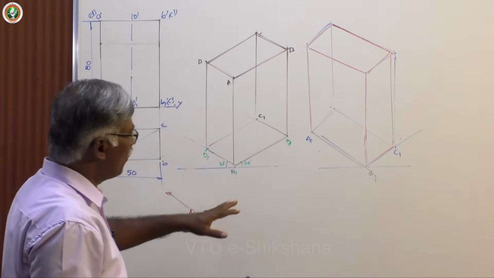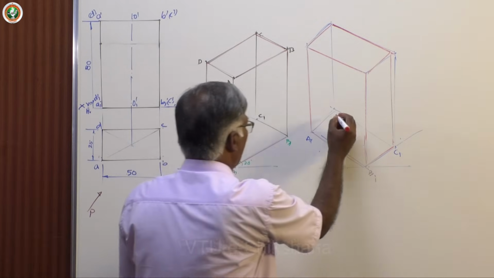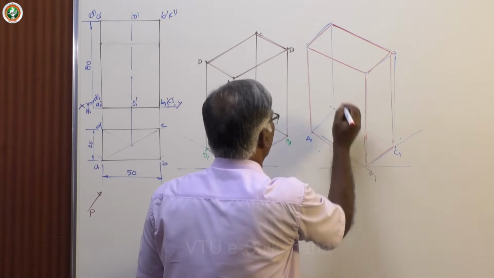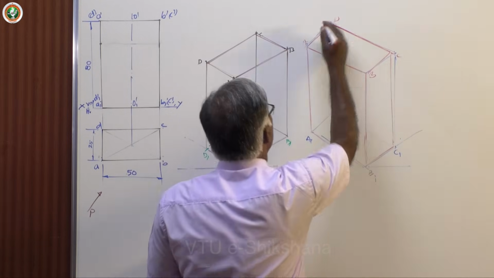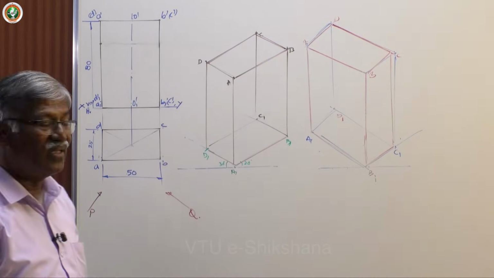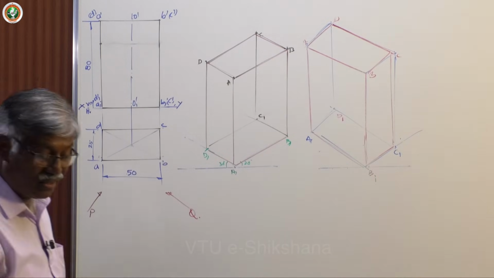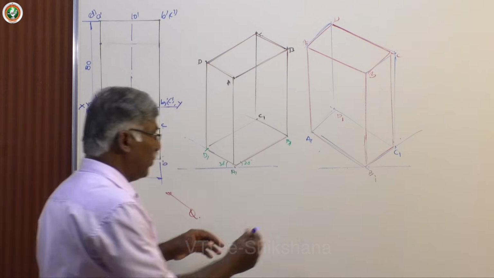So this is how you get this. This is referred to as D1. This is A, this one is B. This is C, this is D. Same figure I have in a different direction. So this is how you draw an isometric projection or view.